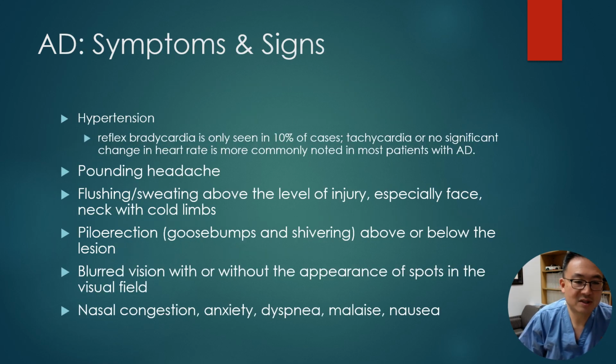So what are some of the signs and symptoms of autonomic dysreflexia? Well, first we see hypertension. Some patients we do see reflex bradycardia in about 10% of the cases. However, tachycardia or no significant change in heart rate is more commonly noted in most patients with autonomic dysreflexia. They'll often have a pounding headache, and they will have flushing and sweating above the level of injury, especially the face and neck with cold limbs.